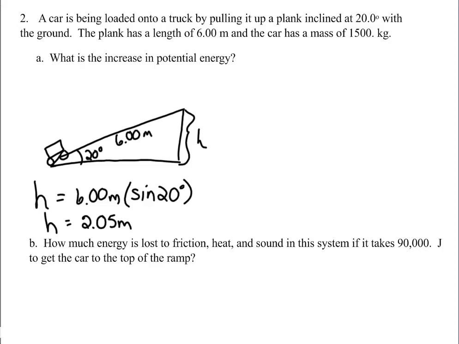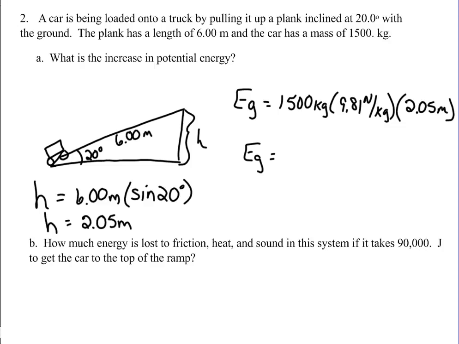So now I can put it in the gravitational potential energy equation. My mass is 1,500 kilograms. g is 9.81 newtons per kilogram, and my height is 2.05 meters. So my gravitational potential energy is 30,197 joules. All right, if I wanted to be picky, I see it was 4 sig figs, so my answer can have 3 sig figs. So gravitational potential energy is 30,200 joules.